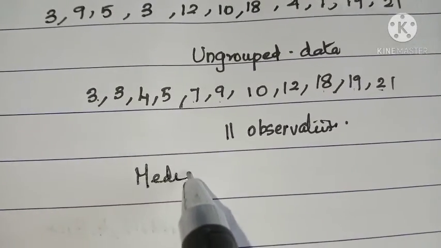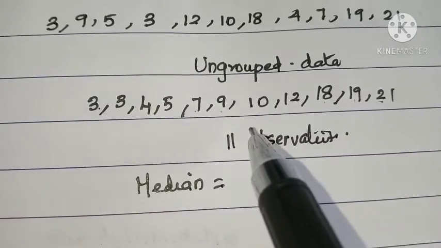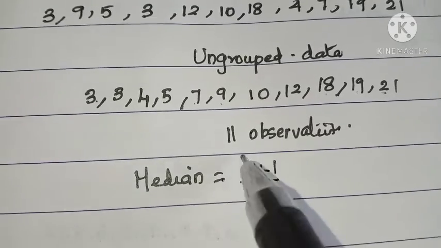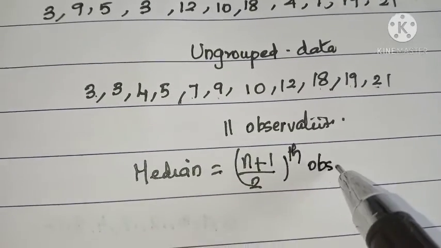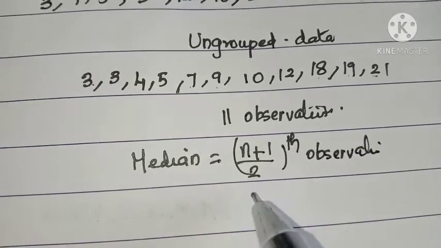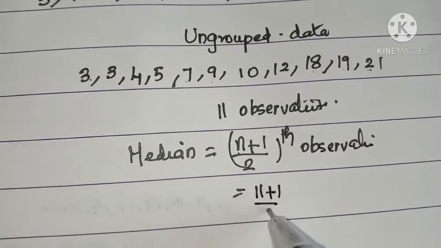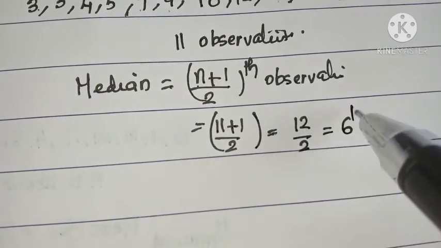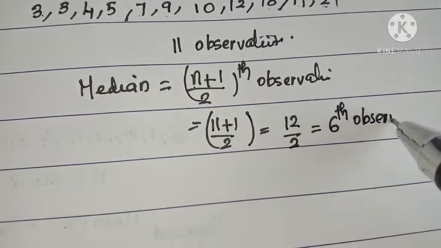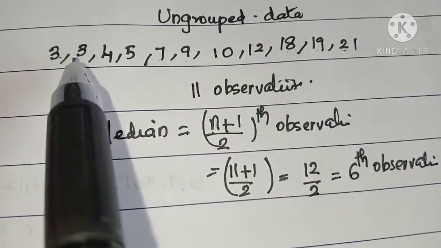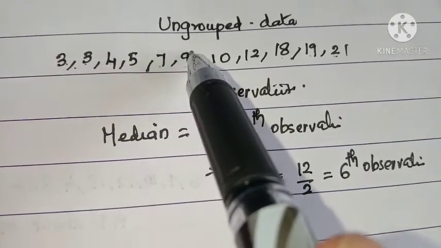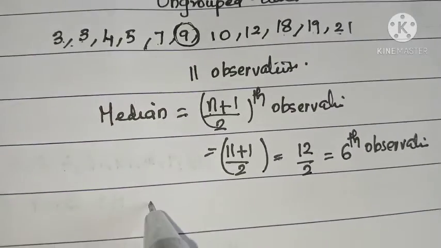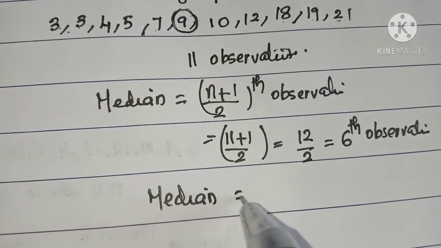Next we have to find the median. Median is the middle most occurring value, the (n plus 1) by 2th observation. Use the formula: n is 11, so 11 plus 1 is 12, 12 by 2 is 6. So the 6th observation is the median. Count 1, 2, 3, 4, 5, 6. So 9 occurs in the middle of this data and therefore the median is equal to 9.